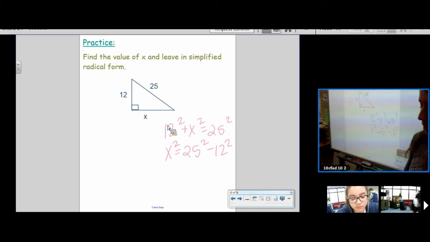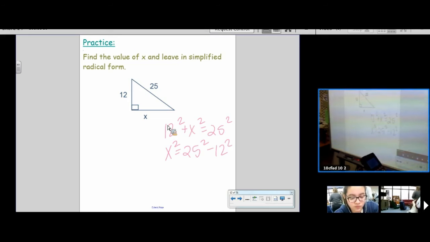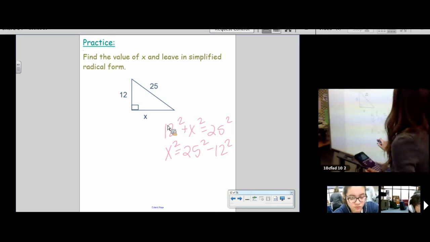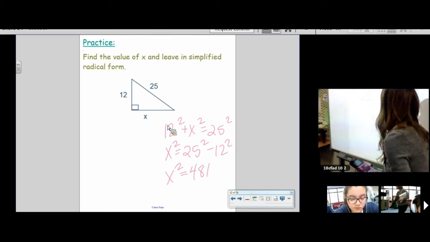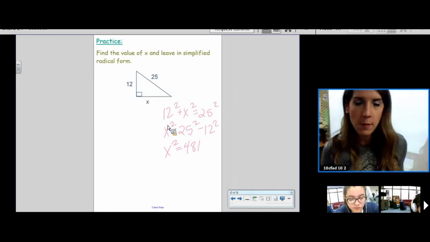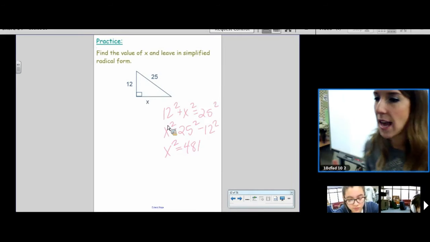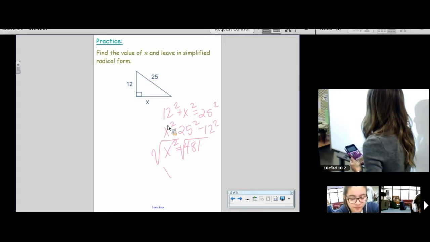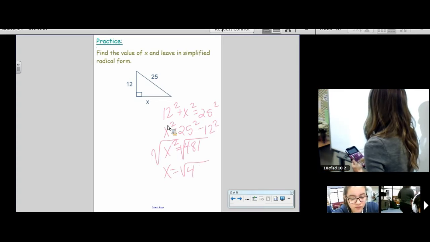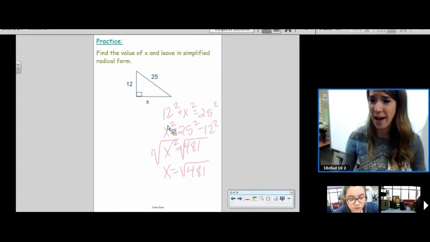Alrighty, so you go to your calculator. 25 squared minus 12 squared, and you get x squared equals 481. And then we know, just like last time, to solve for x, to isolate x, you square root both sides. And then something awful happens.